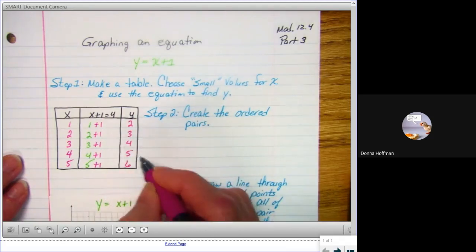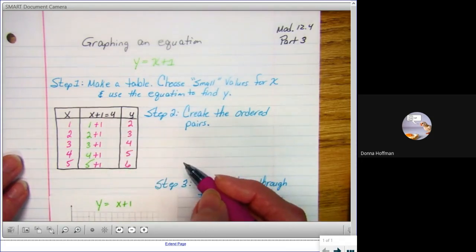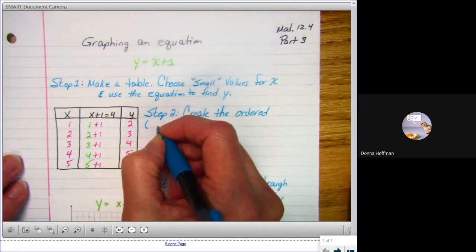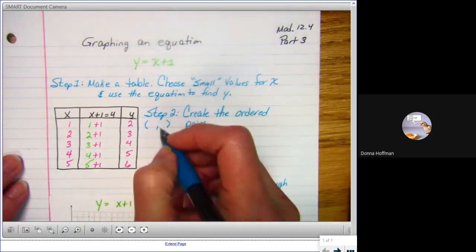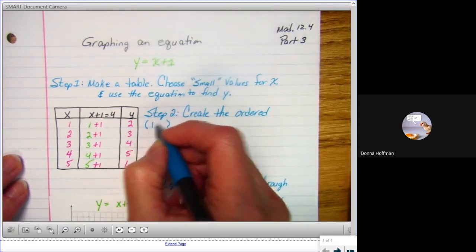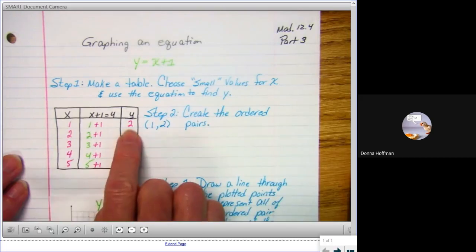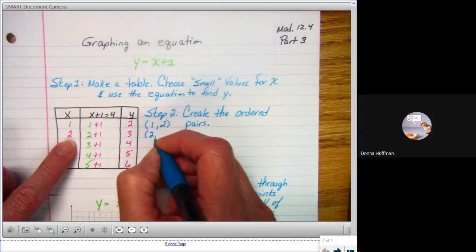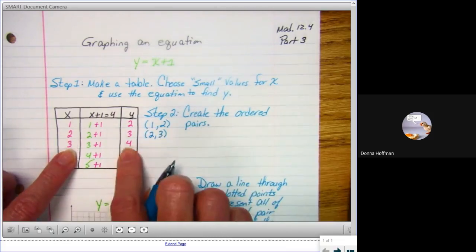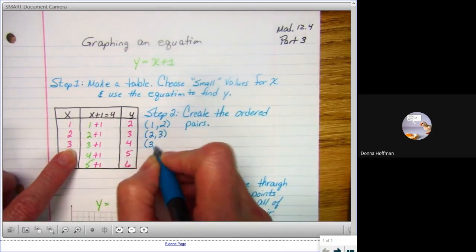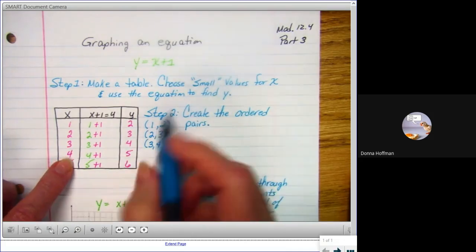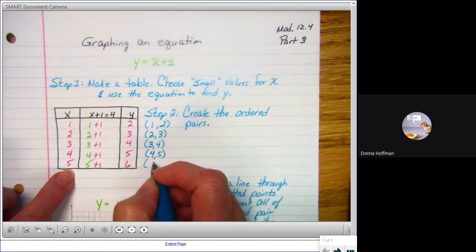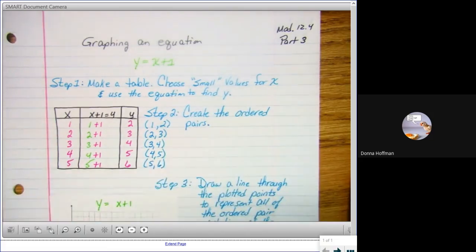From this situation right here, this is how I get my ordered pairs. Okay? Remember, they're always x and y, and you always have to have parentheses to put your ordered pairs in. My x is a 1, my y is a 2, and the next one's going to be 2 and 3. The next one's going to be 3 and 4. Next one's going to be 4 and 5. Last one's going to be 5 and 6. Now you have your ordered pairs.